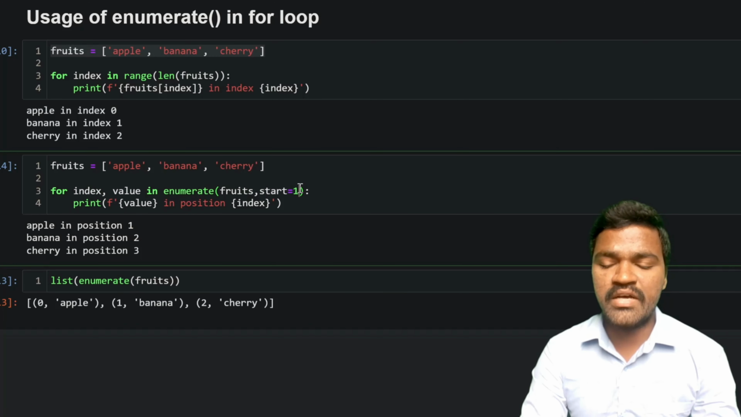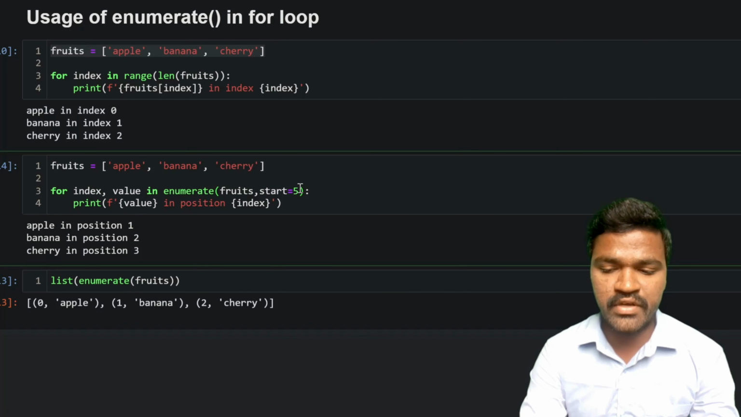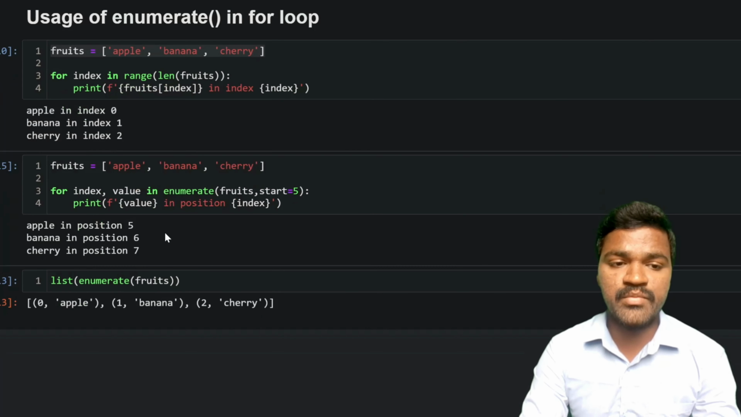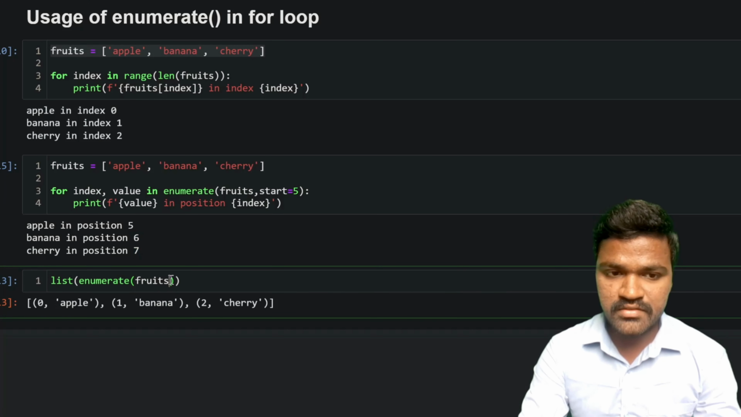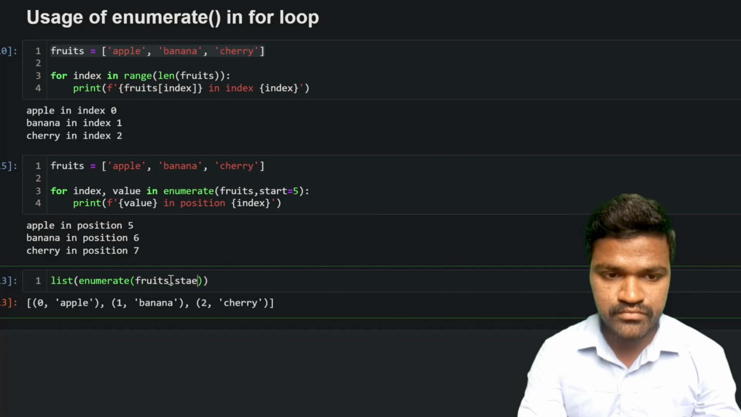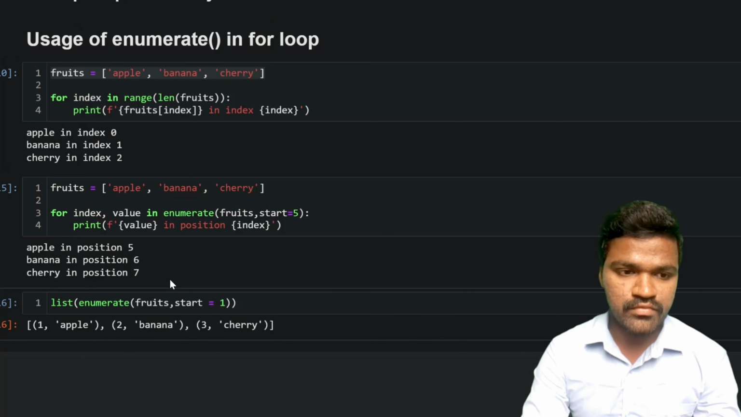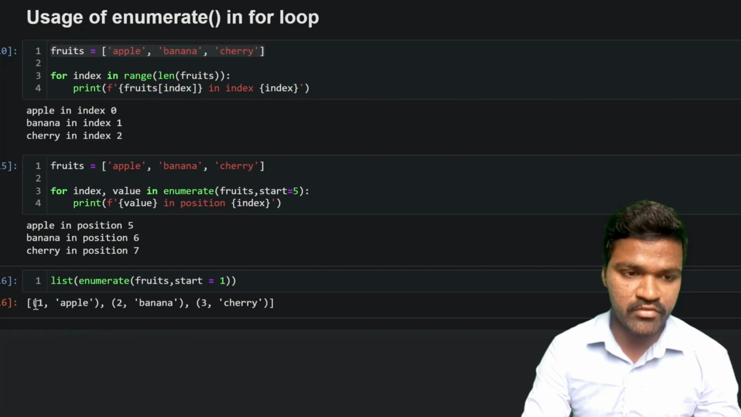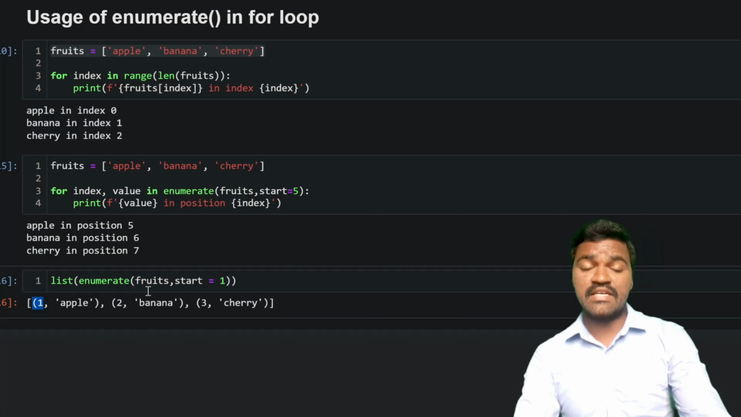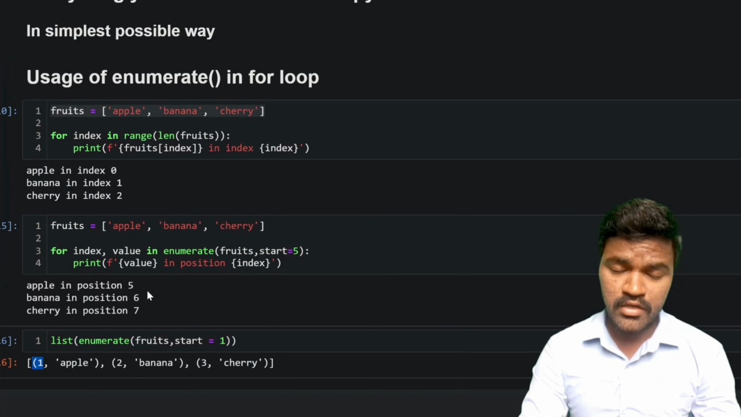So you can pass any value here. If you want to start with 5, you can mention 5, and it will start with 5. So you are able to get the values from 5. Let me explain it here as well. Start is equal to 1. Now you can see the result as I am getting 1 instead of 0. So that is how this enumerate works.